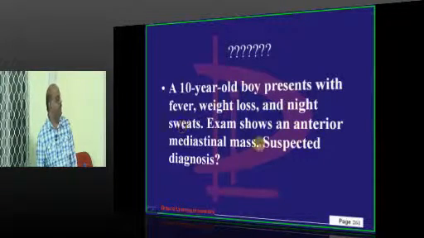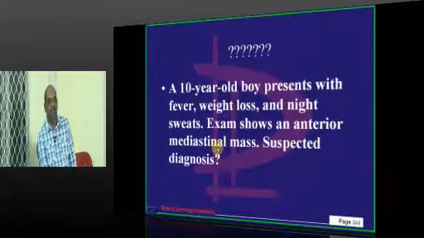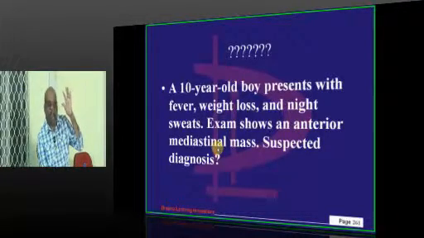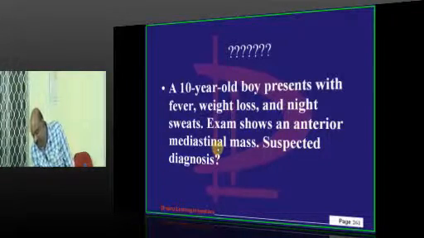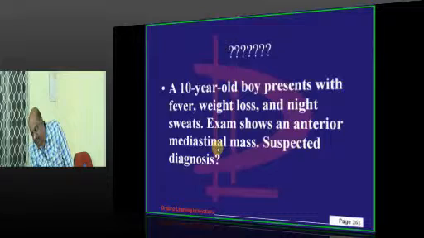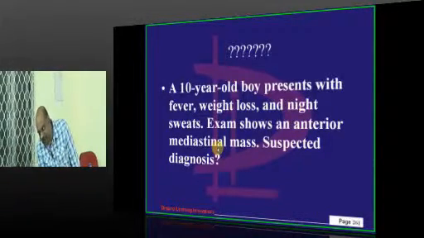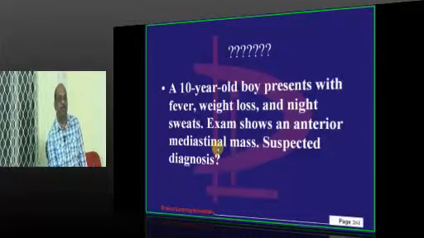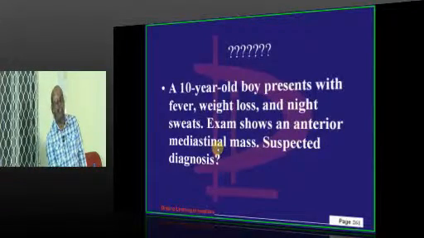10-year-old boy with fever, weight loss, night sweats, anteromediastinal mass, what is the suspected diagnosis? One confident answer. These are the classical clinical vignettes which are going to come in the exam. Thymoma is a good guess, wrong answer. Lymphoma is a good answer, but which type of lymphoma? Which type of lymphoma?